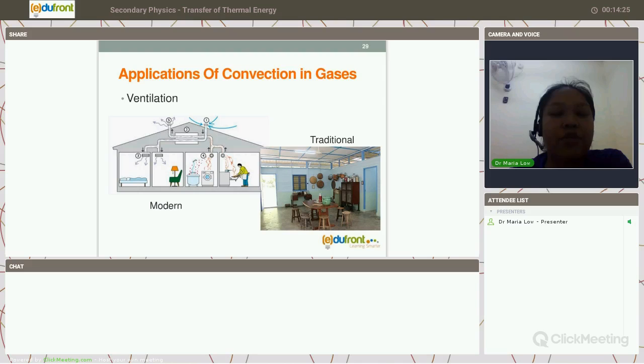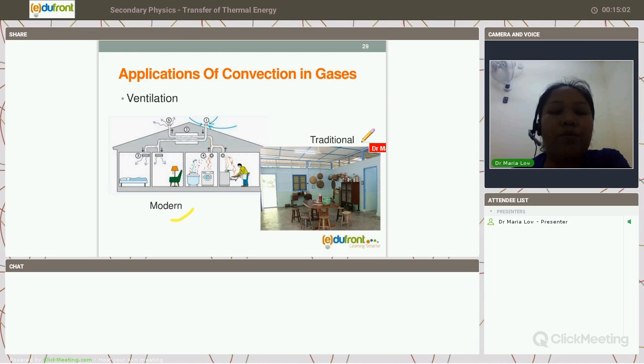Further applications of convection in gases, one for example is ventilation. So if you look at these two diagrams over here, the first diagram on the left shows the modern kind of ventilation, where we have air conditioning units in some of the rooms, but in other places like the kitchen, we have warm gases rising up. So the whole idea is to allow the warm gases to rise up and be expelled from the house, while the cooler air sinks down into each and every individual room. So that's how the ventilation system would work.